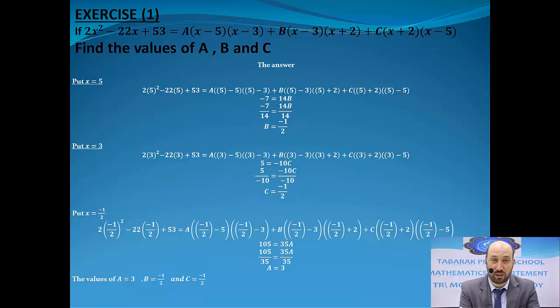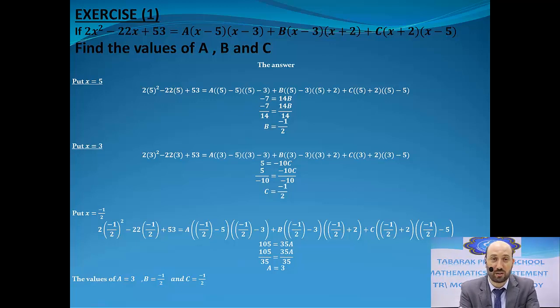Now we are going to substitute the value of x equals 3. We have 2 times 3 squared minus 22 times 3 plus 53 equals a times (3 minus 5)(3 minus 3). Here we have 3 minus 3, so we cancel a because we get 0. Plus b times (3 minus 3)(3 plus 2). We cancel b also because we have 3 minus 3. Plus c times (3 plus 2)(3 minus 5), so we will have a value for c.